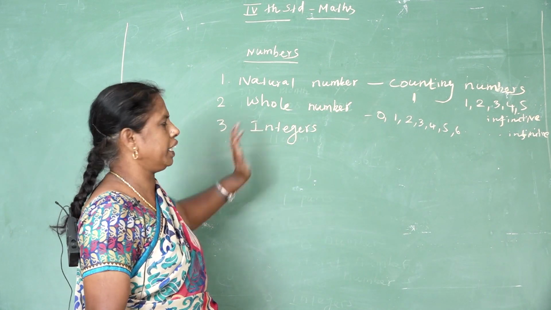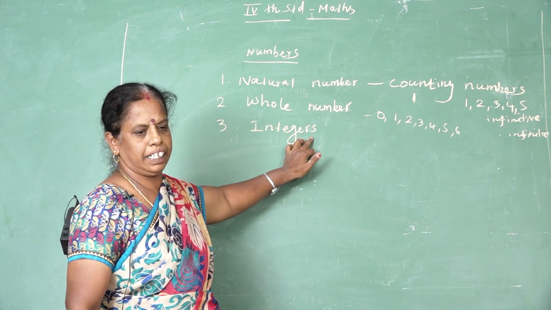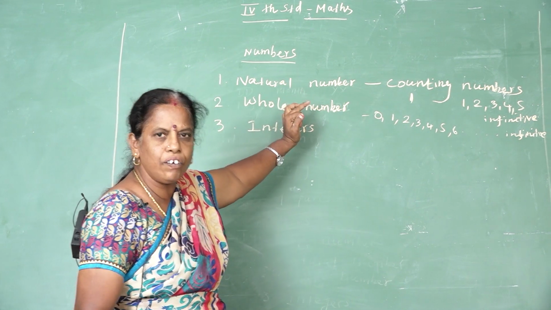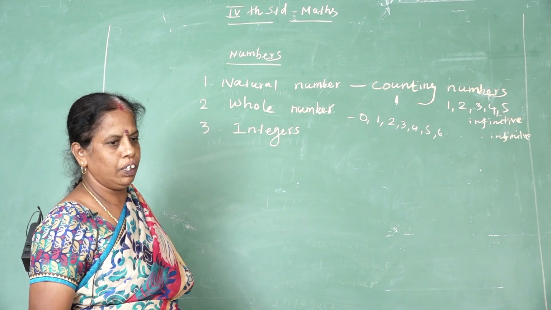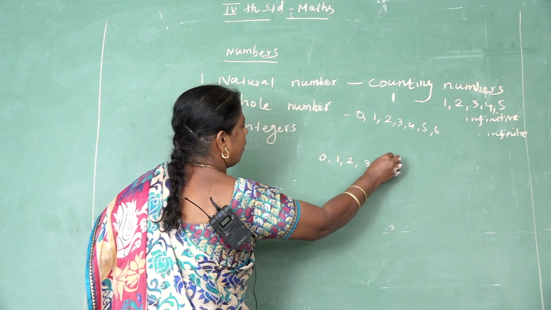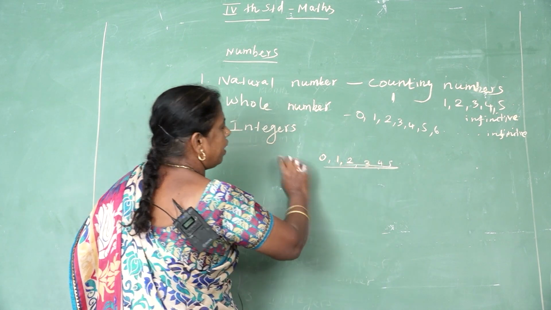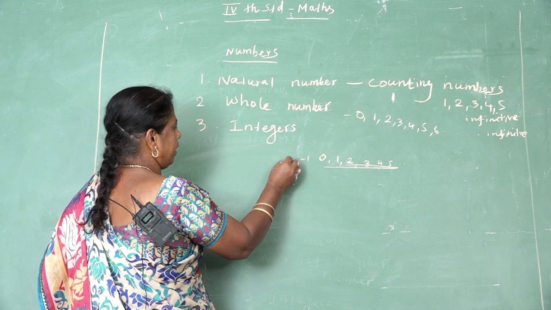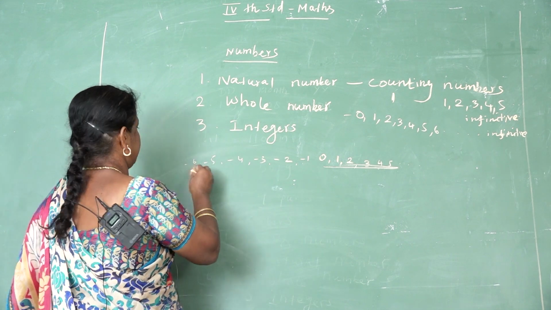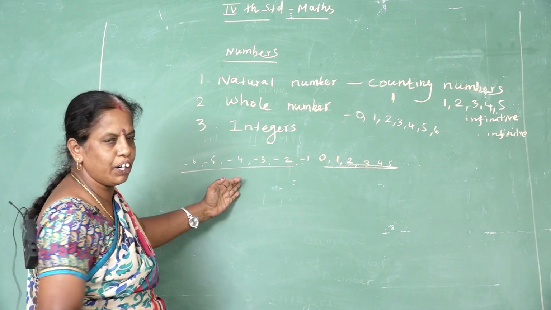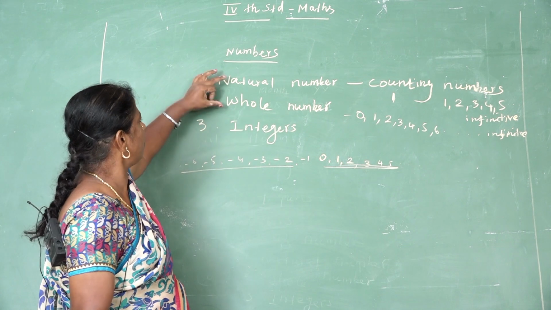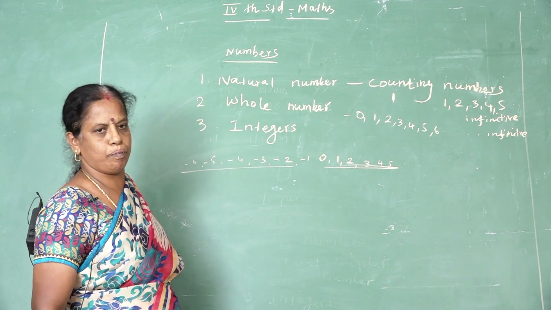Okay, next we come to the integers. What are integers? The integers are the positive natural numbers, the negative natural numbers and 0. For example, 0, 1, 2, 3, 4, 5, etc. These are called positive natural numbers. Next, minus 1, minus 2, minus 3, minus 4, minus 5, minus 6, etc. These are called negative natural numbers. In our lower class, the integers are not used. We have to use natural number and whole number.